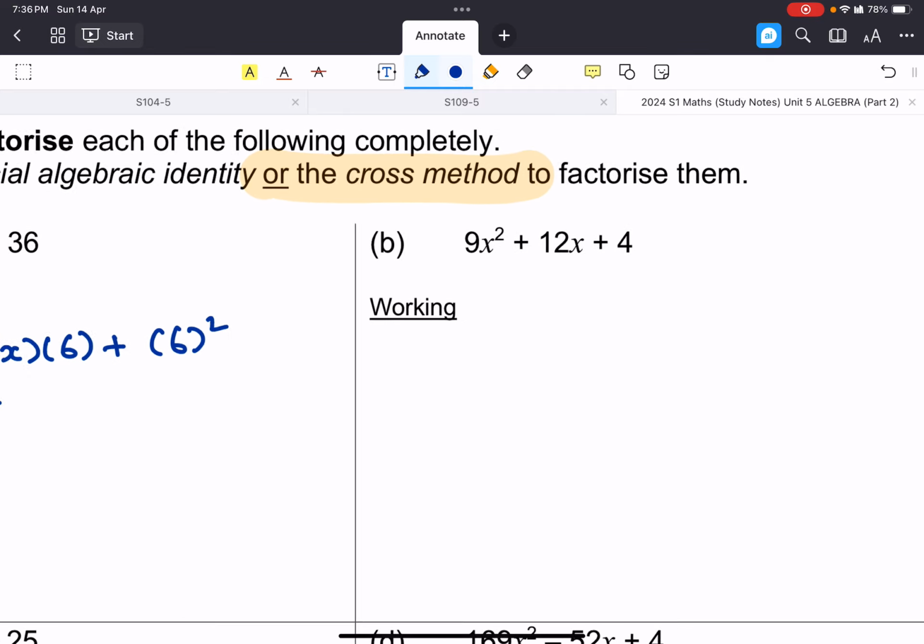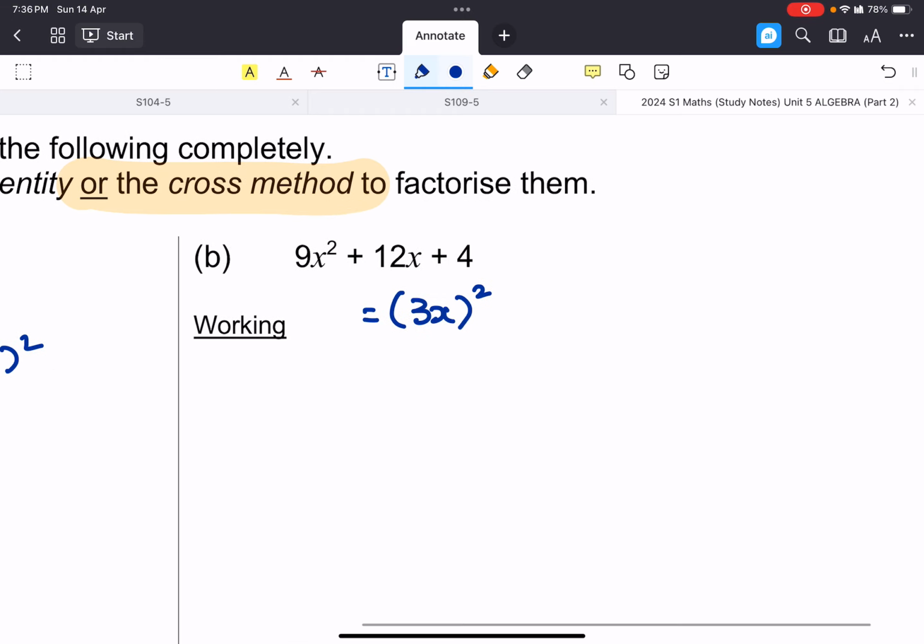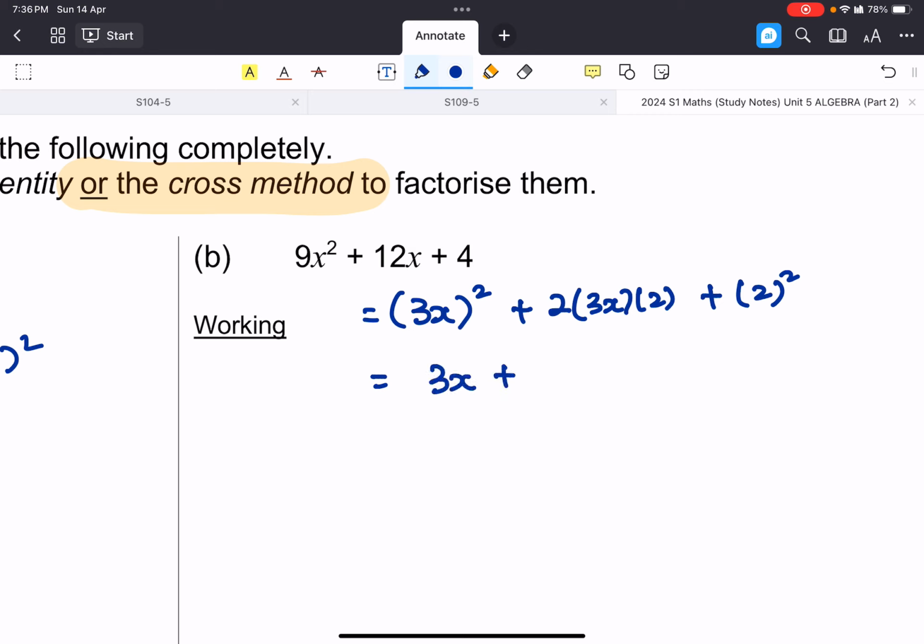Okay, so another example over here, right? So over here I can see straight away this is going to be (3x) squared, right? And the other end will be 2 squared. So in the middle, I just test whether it is the 2ab scenario. So 2ab, plus b squared. Does it work? Double check. It does, right? So this gives us (3x plus 2) squared.